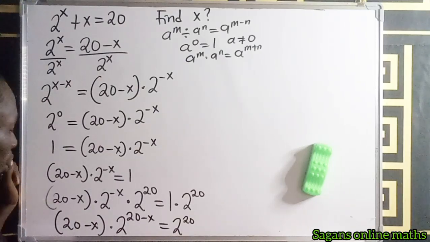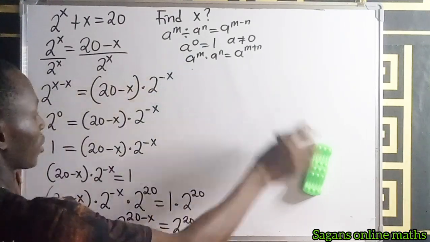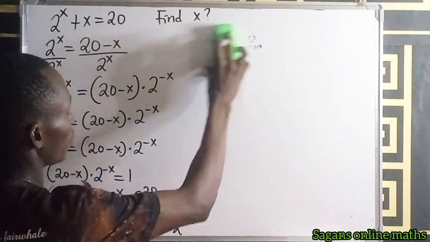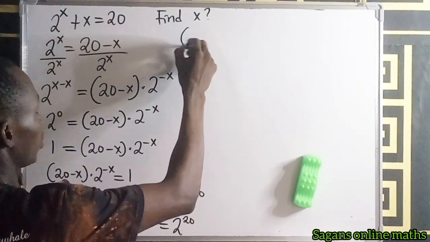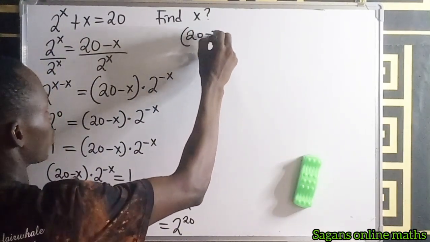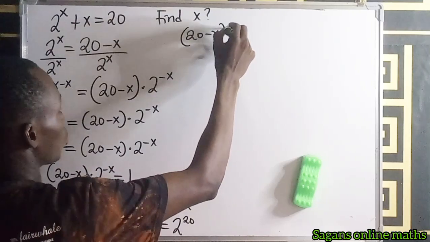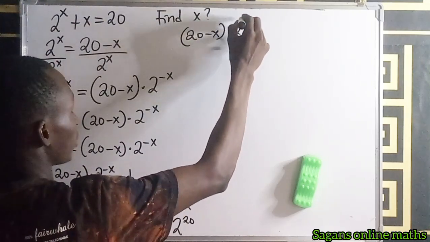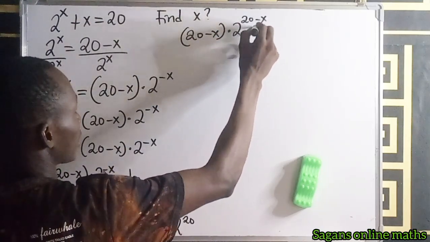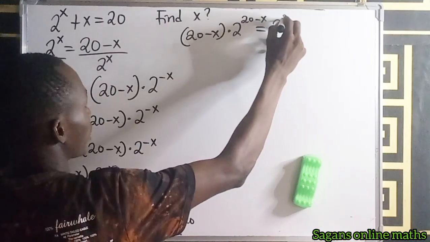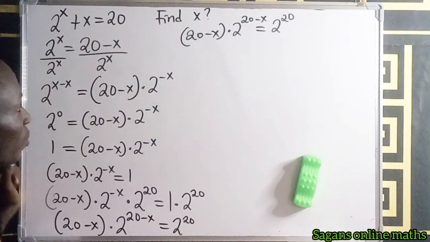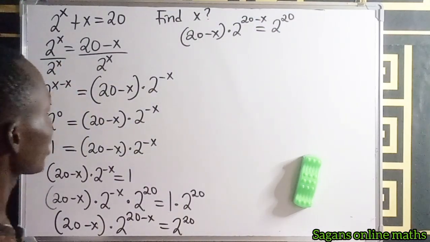Okay. Now at this point we are left with 20 minus s multiplied by 2 to the power of 20 minus x equals 2 to the power of 20. Wow, this is amazing.